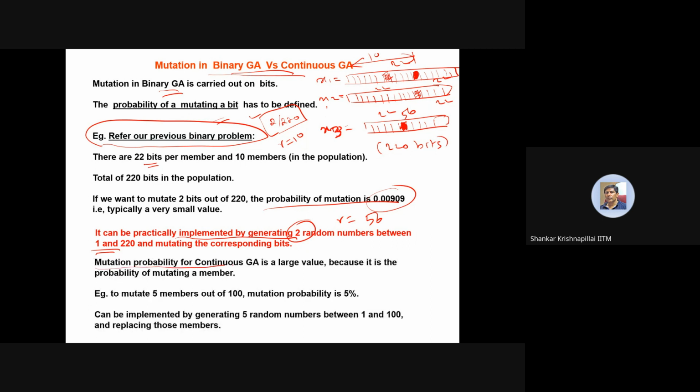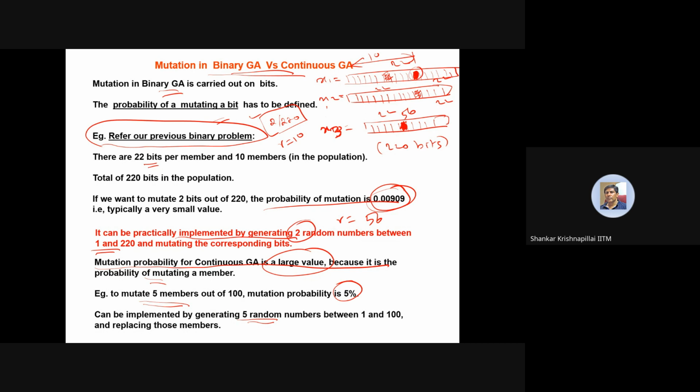Then mutation probability for continuous genetic algorithm or real coded genetic algorithm is a large value because it is the probability of mutating a member. It is not the probability of mutating a bit. So if you want to mutate 5 members out of a population of 100, mutation probability is 5%. Okay. So this can be implemented by generating 5 random numbers between 1 and 100 and replacing those 5 members. Okay. So mutation in the genetic algorithm will appear like a small number, 0.00909, but it will have the same effect of mutating 2 members.